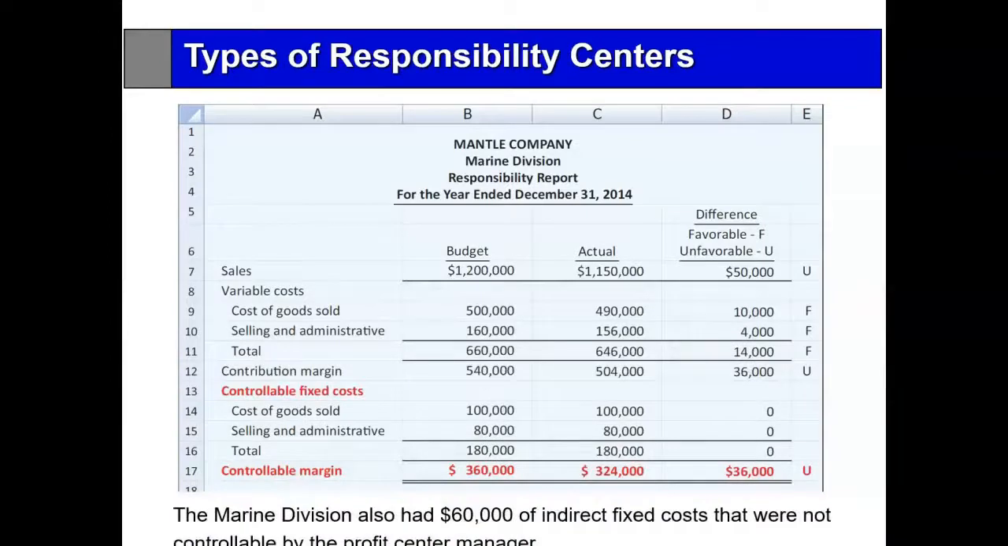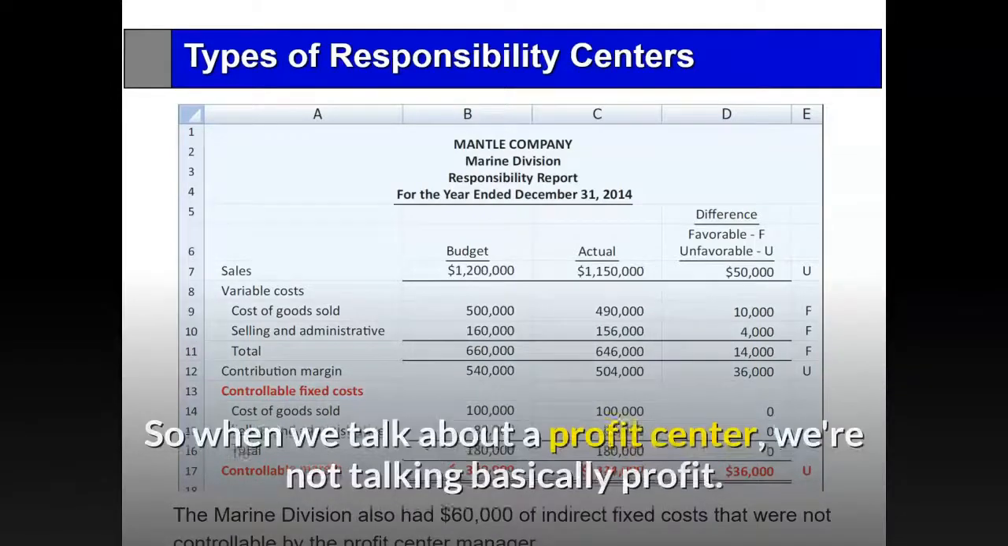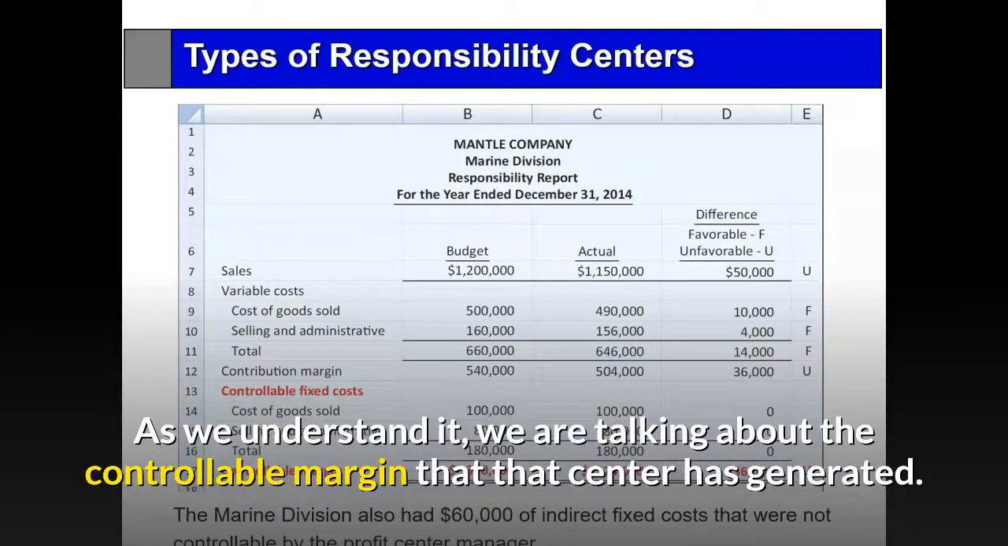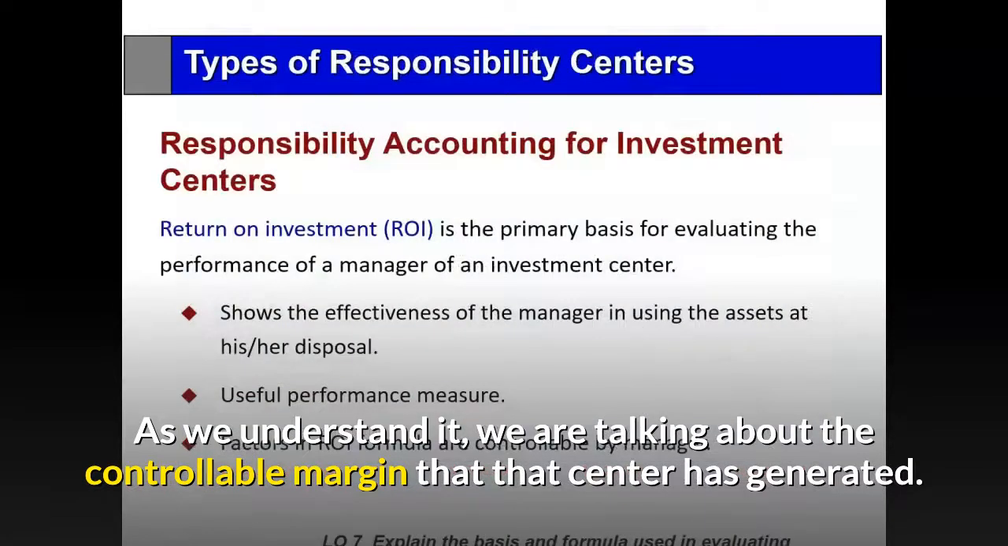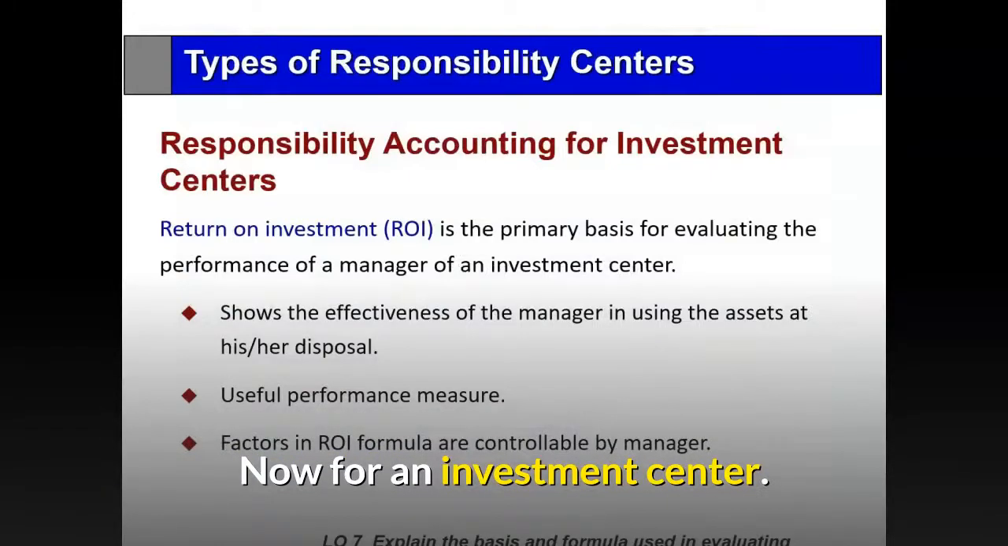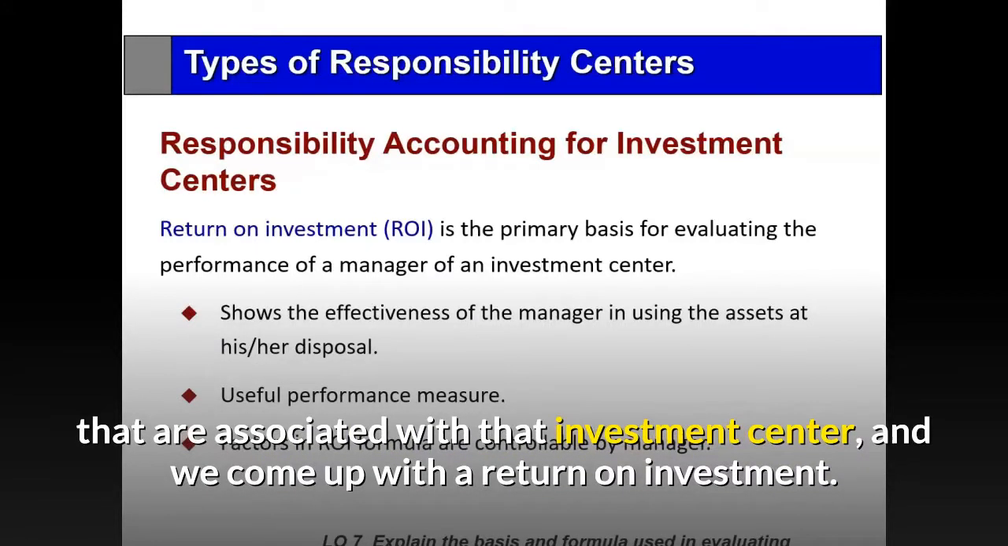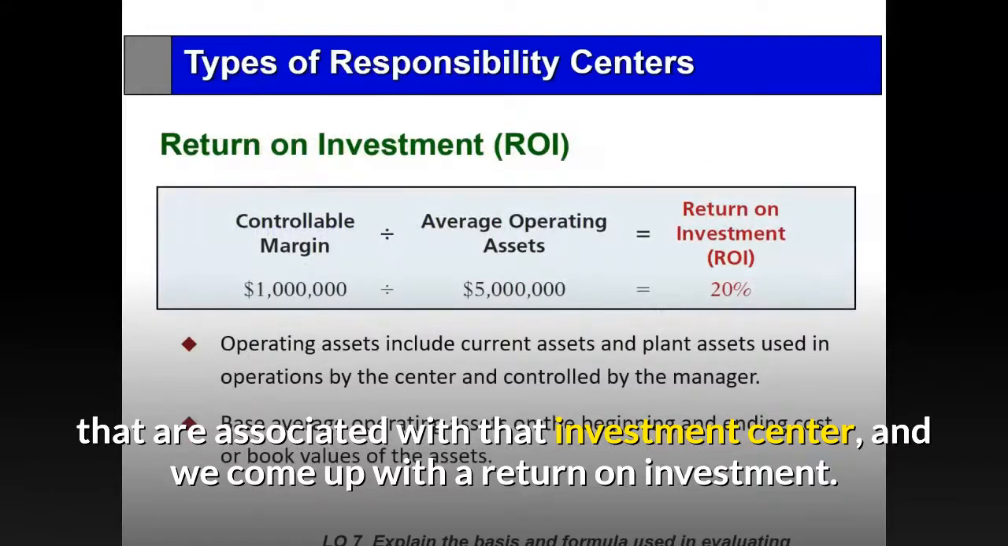And once we subtract that, we have a new item here, which we use only for performance evaluation, and that item is called the controllable margin. So when we talk about a profit center, we're not talking basically profit as we understand it. We are talking about the controllable margin that that center has generated. Now, for an investment center, we take it one step further, and we compare that controllable margin to the assets that are associated with that investment center. And we come up with a return on investment.